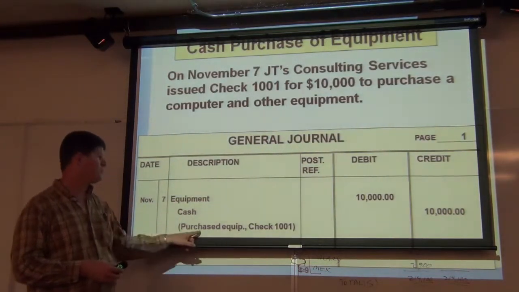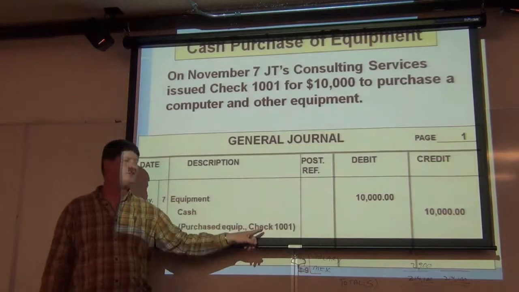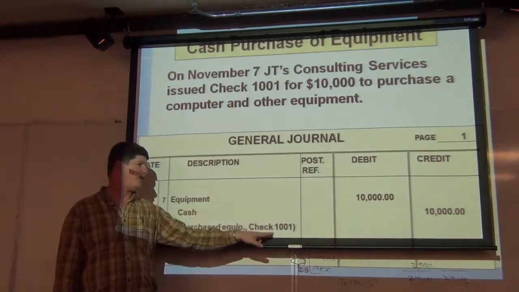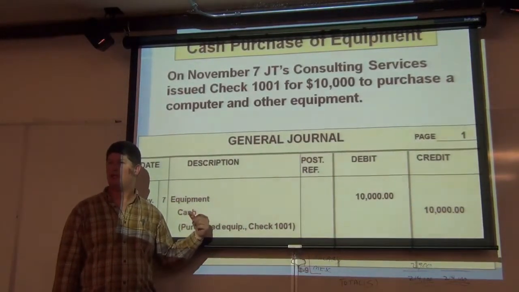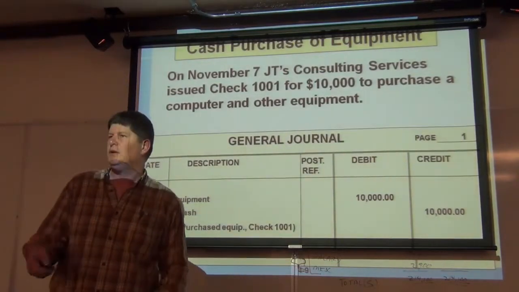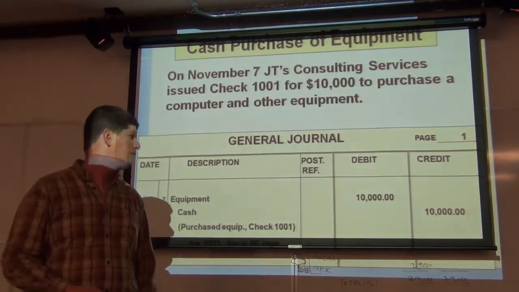Okay? Purchased equipment, check number 101. Look, they did good. They told us what check number they wrote. So we can tie it out here and follow it back. If I had to go find this, I could refer to the check and keep looking. The check would tell me who it's made out to, who I bought the equipment from, all kinds of good stuff. Okay?